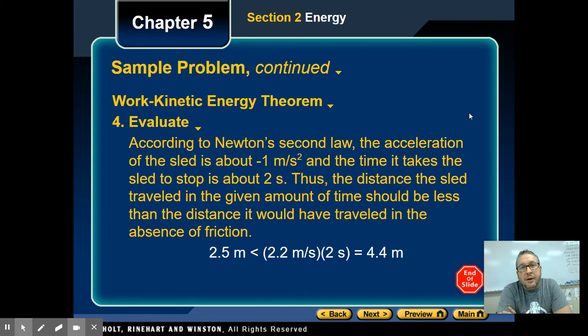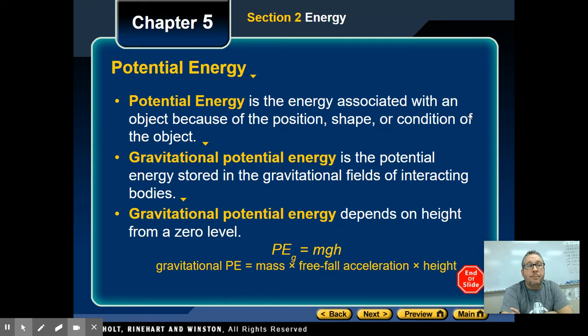So we are here in Chapter 5, Section 2, the last part, part 3, looking at energy. So far, we've talked about kinetic energy. We've looked at the work-kinetic energy theorem. And today we're going to be talking about potential energy. There are really two types of potential energy that we are going to look at today, but you're going to have three formulas that you're going to want to write down.